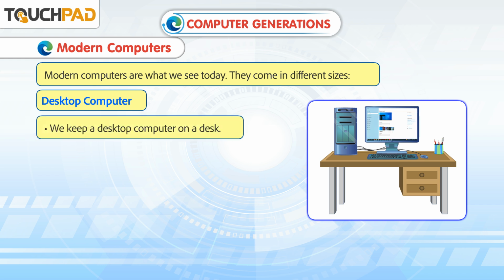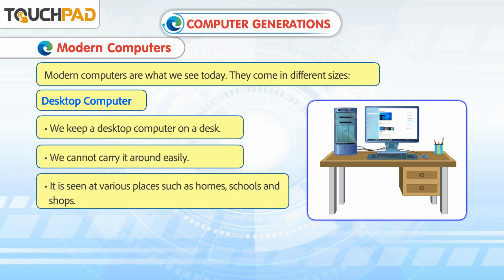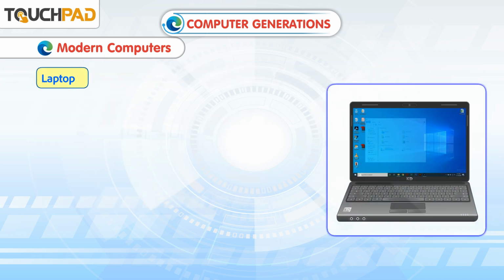Desktop computer. We keep a desktop computer on a desk. We cannot carry it around easily. It is seen at various places such as homes, schools and shops.